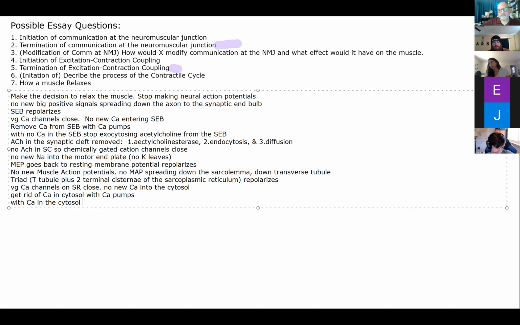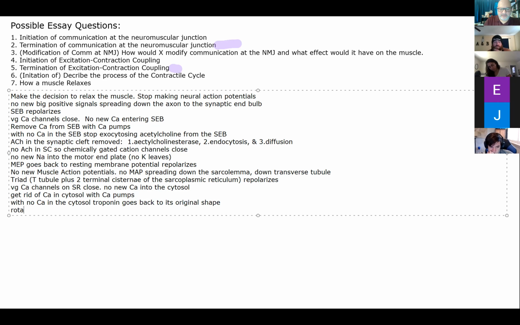The tropomyosin goes back. Why does it go back? Because calcium isn't binding to the troponin. Excellent. So without calcium, no calcium in the cytosol, troponin goes back to its original shape. And you are correct. That rotates the tropomyosin back over the myosin binding site on the actin.